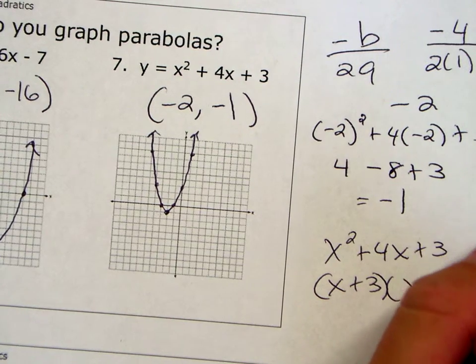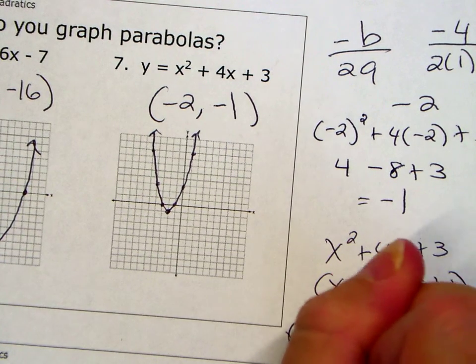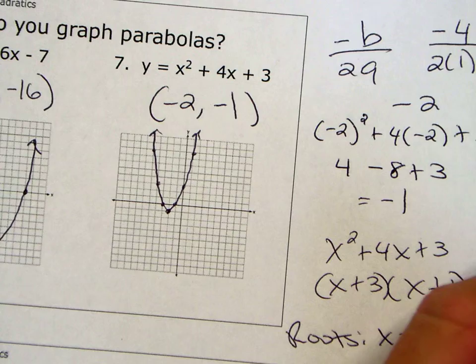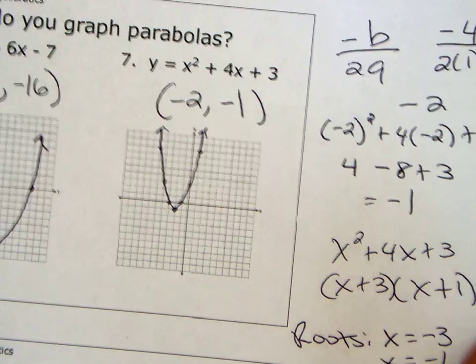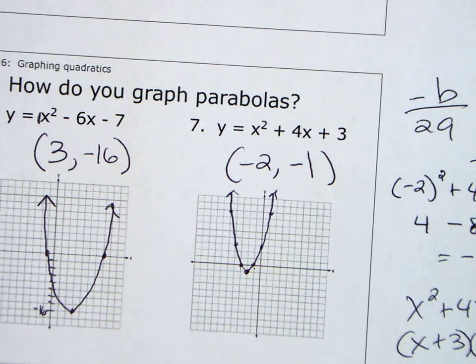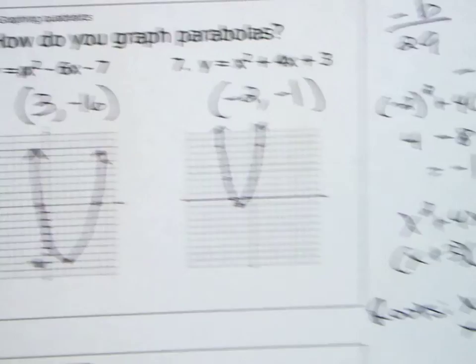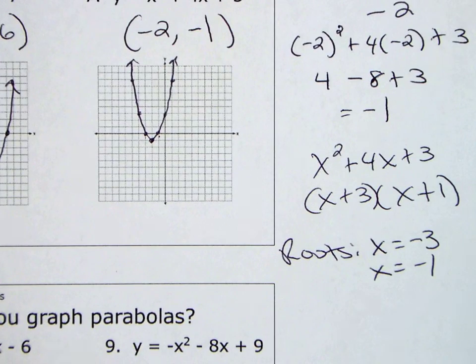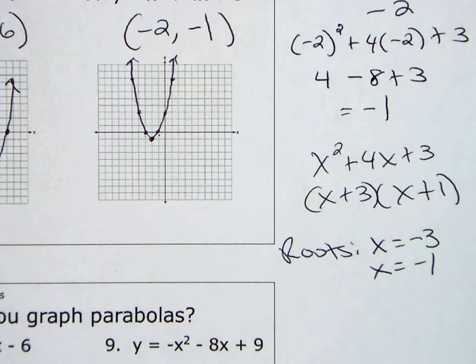x plus 1. So the roots, switch the sign. And hey, look, where did this cross? -1, -3. So finding the roots is a really helpful way of graphing a parabola. Okay? All right, we got 2 left.